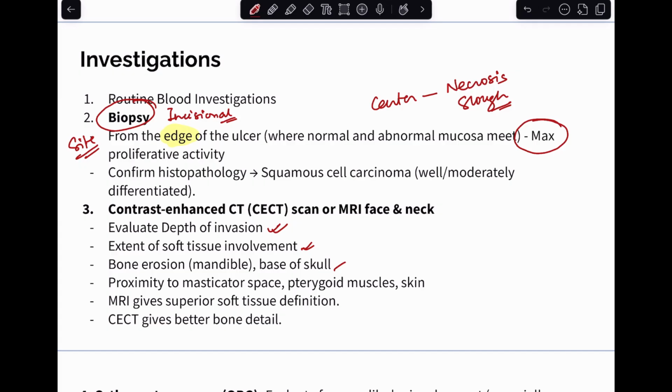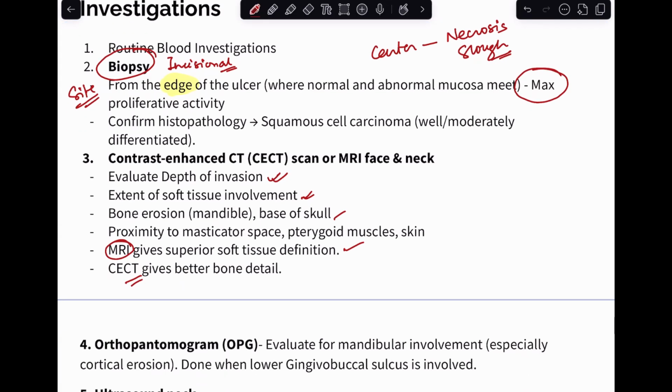When will you choose MRI and when will you choose CECT? MRI will give you more soft tissue delineation. So if it is anything related to soft tissue, we'll choose the MRI. But if we want to know more about the bone details, whether the bone has been eroded or not, in that case, we'll choose the CT scan.